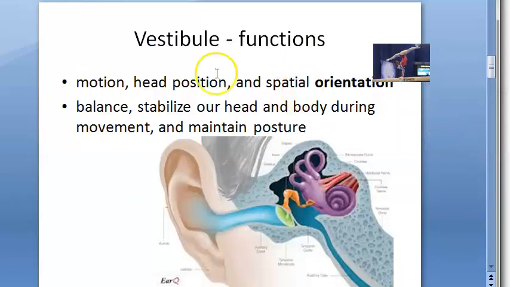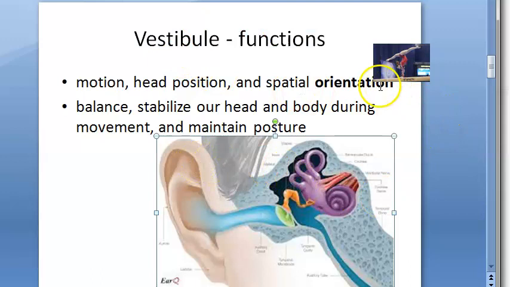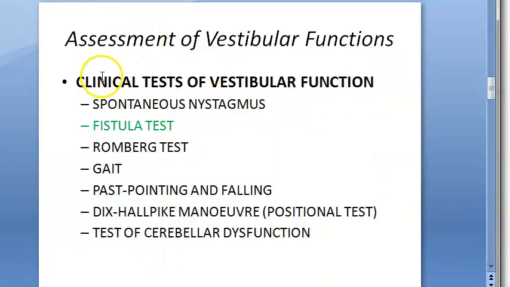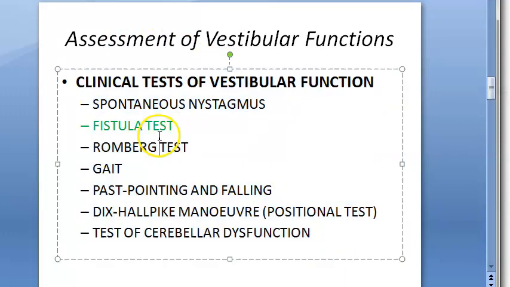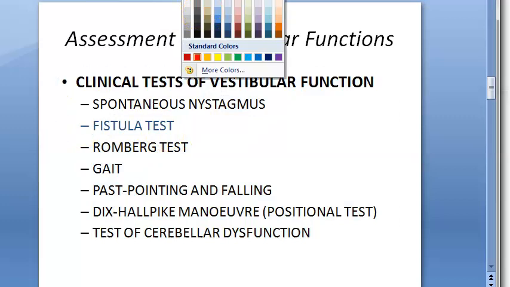Now, if you want to check the hearing part, you will go for a hearing test. They will say some words, you will repeat them, all that. So you know how to do a hearing test. But do you really know how to check vestibular function? Let's look at that. To check vestibular functions, you have so many tests. You have clinical tests. In that, the fistula test we have already completed.